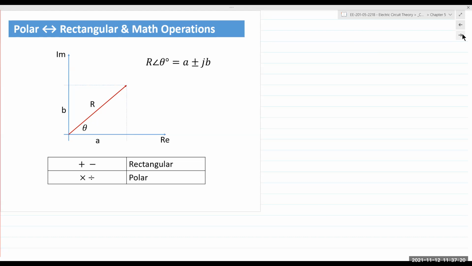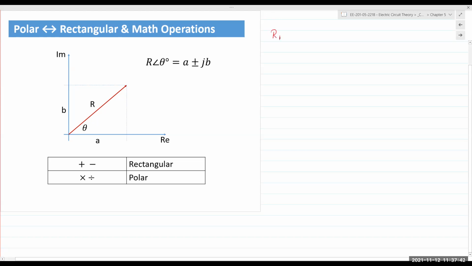So we need to perform addition, subtraction, multiplication, division, whatever the case may be, depending on what a circuit looks like. Again, my calculator can transform rectangular coordinates to polar and polar to rectangular, but it cannot perform any higher level math than that. And I'm just going to do this briefly here.